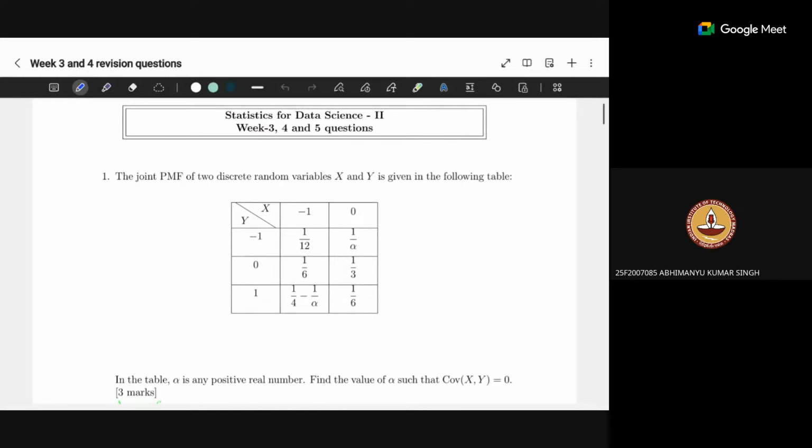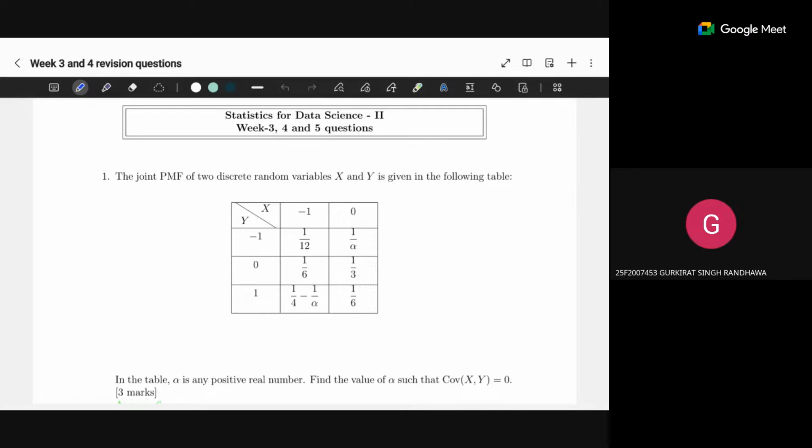Sigma is equal to 6. The answer is 6. Find the value of alpha such that covariance is 0. Okay, I don't need to solve this question. Just tell me the method that you have done. We use this formula and put it equal to 0, and then it's fine.